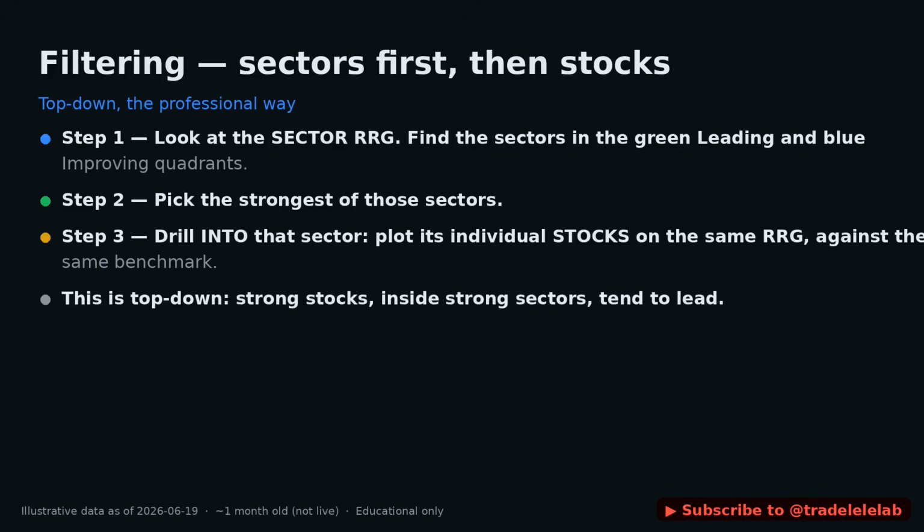So how do you actually use all this? The professional method is top-down, in 3 simple steps. Step 1. Look at the sector chart and find the sectors sitting in the green leading quadrant and the blue improving quadrant. Step 2. Pick the strongest of those sectors.